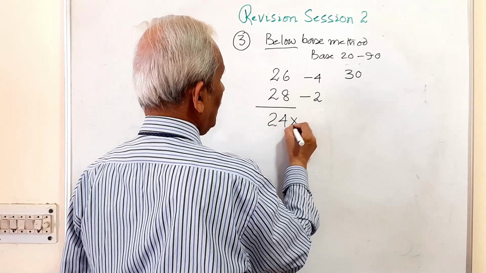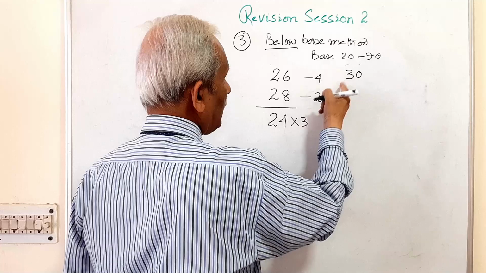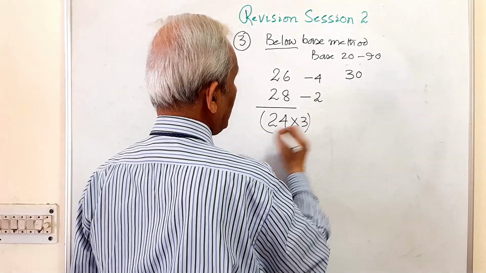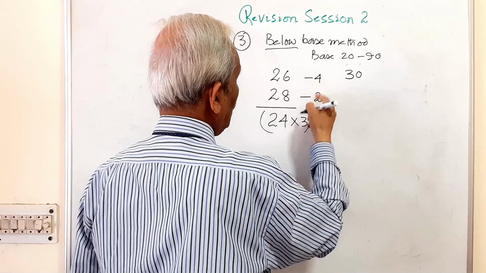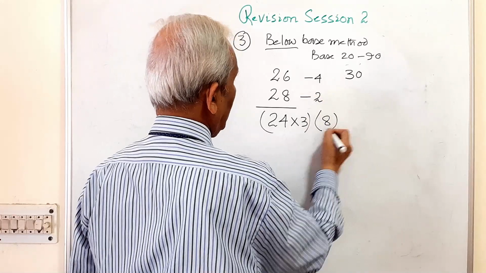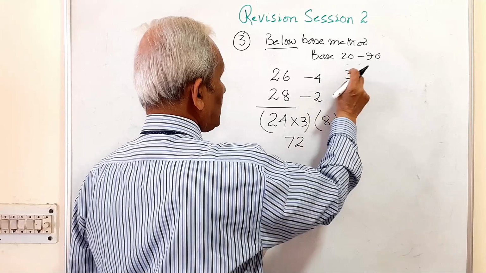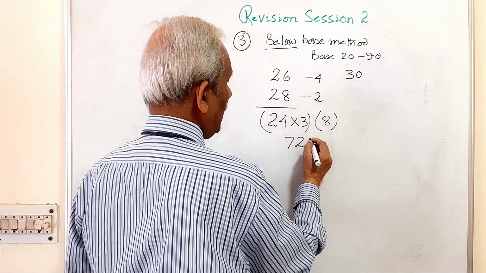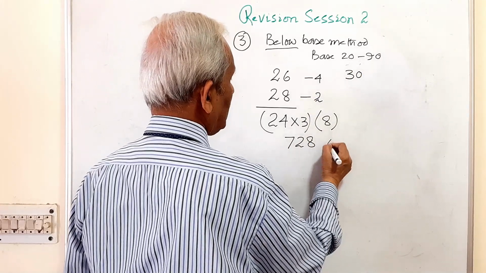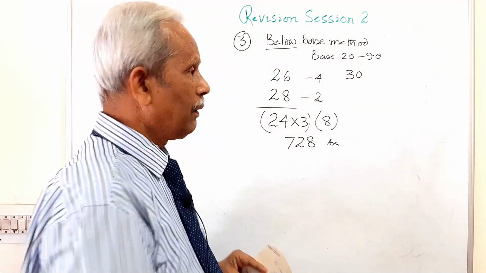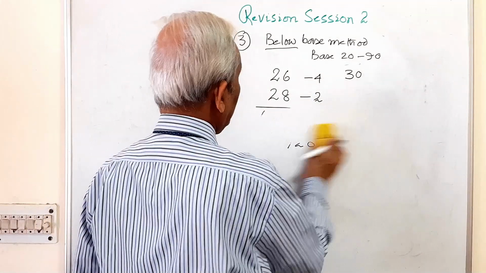Base is 30, so we'll multiply it with 3. 3 times of 10, right? So multiply by 3. This is the first part of the answer. Second part of the answer, minus 4 into minus 2 is 8, so you write here 24 into 3 is 72, and the base has got one zero, so we'll write one digit here, so no issue, 728 is the answer. Quite simple. Understandable, right? Let's take the third question.